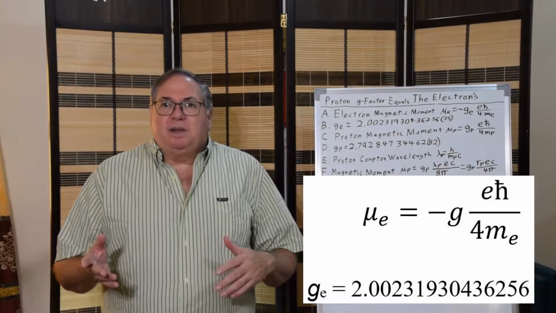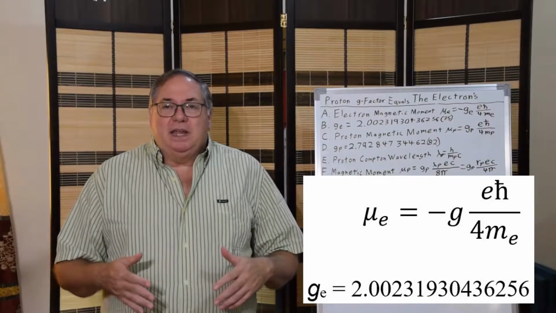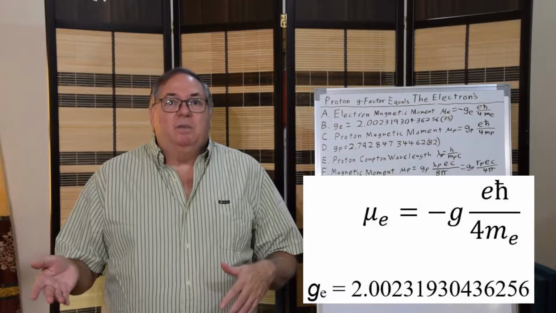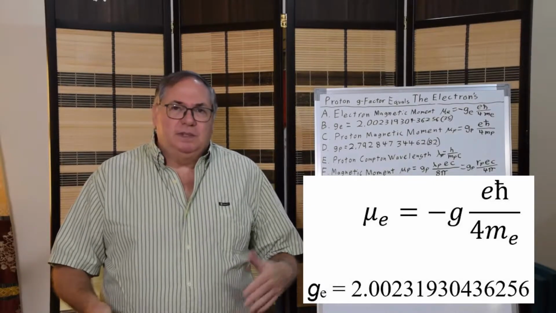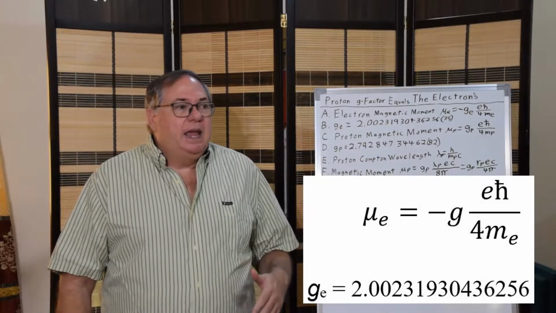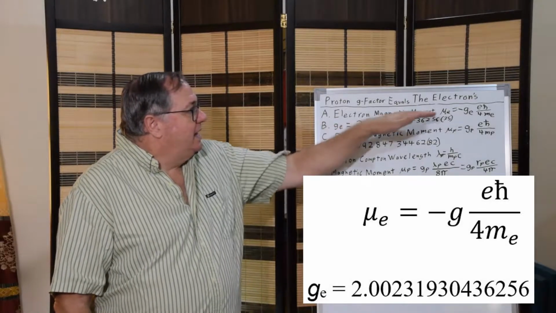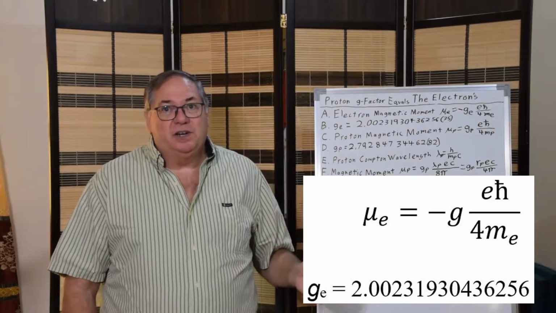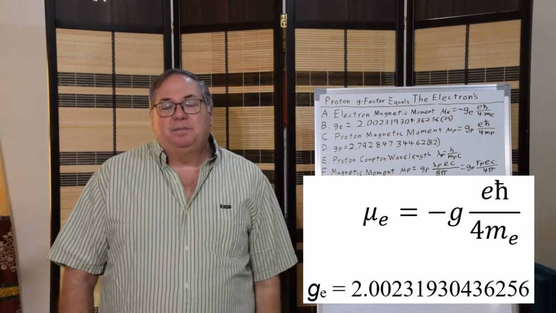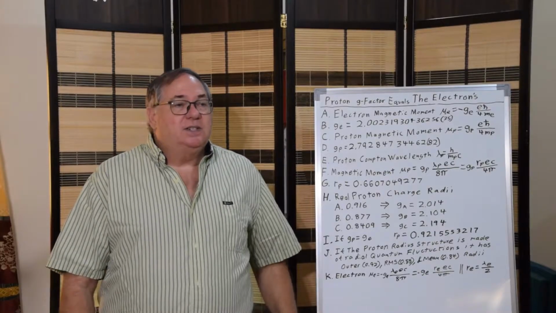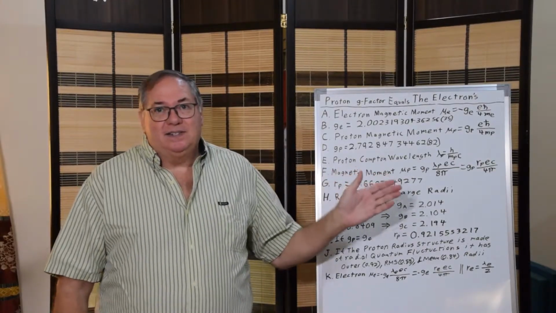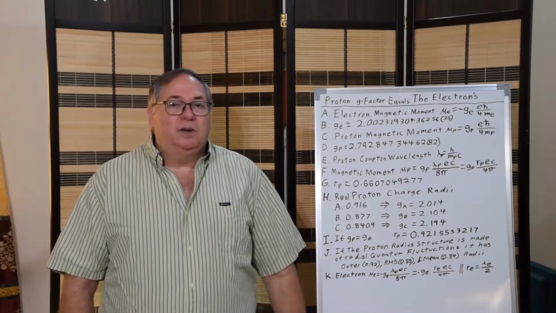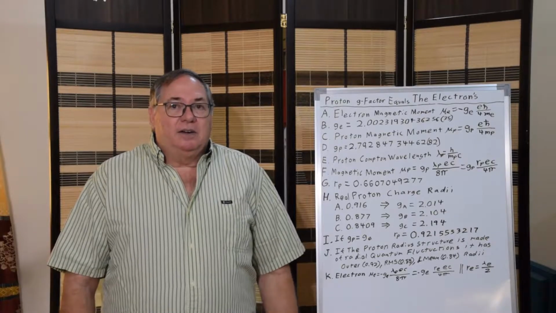Now you see it sometimes written e over 2me times I, where I is the angular momentum, which is equal to h bar over 2. So it comes out the same way. And when you set it up this way, the g-factor is a little more than 2: 2.0023, etc. And this is considered one of the greatest successes in quantum field theory, that they've been able to estimate the g-factor to a high degree of accuracy.